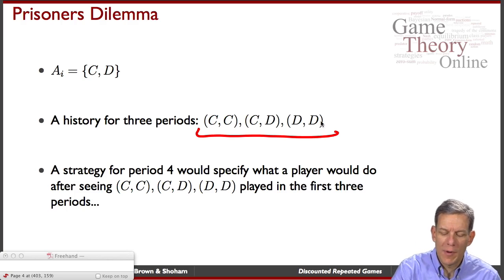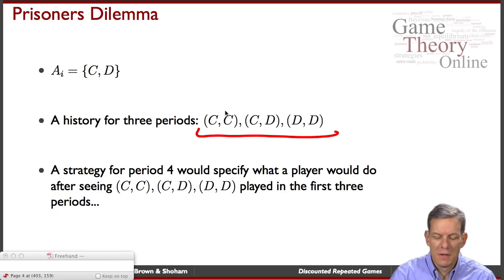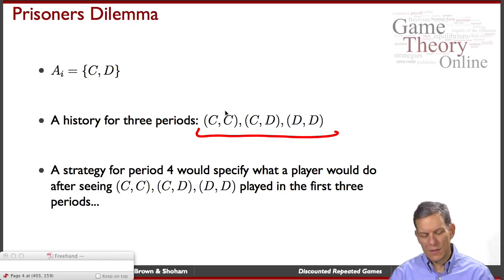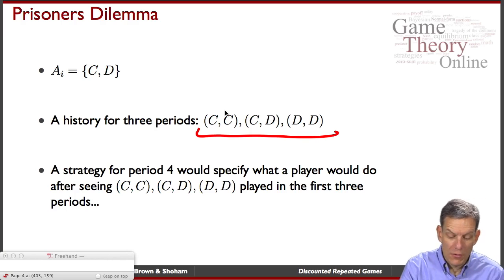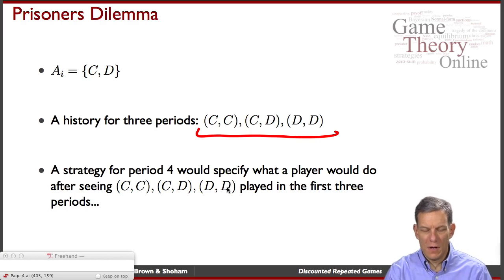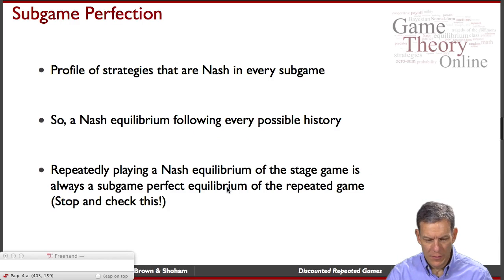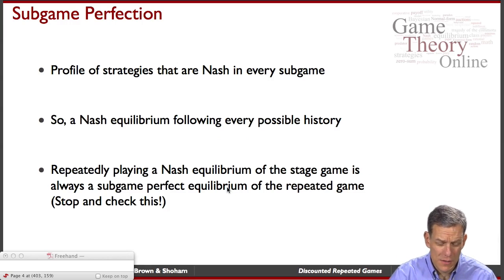Maybe we'll let bygones be bygones and try and get back to cooperation. Maybe we'll just defect. We're angry at each other. Who knows? Okay, so a strategy for the fourth period would be what you do after you've seen different histories of the first three periods. So subgame perfection again, same as usual.